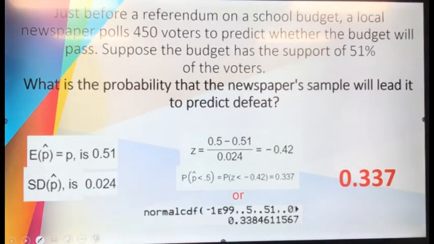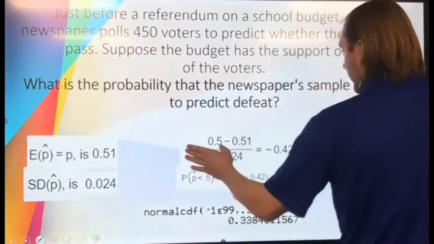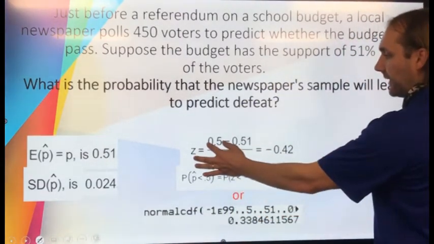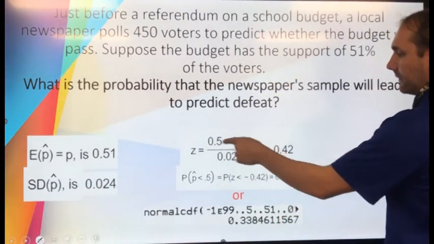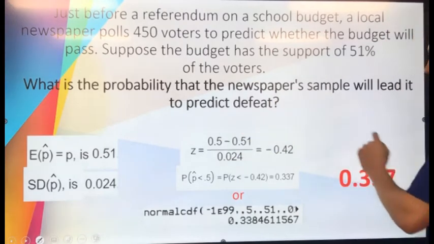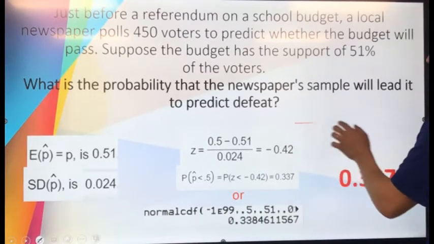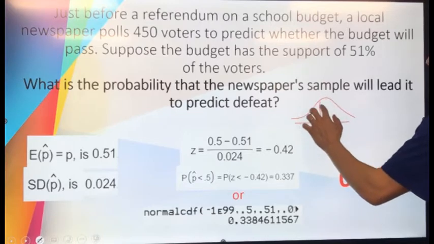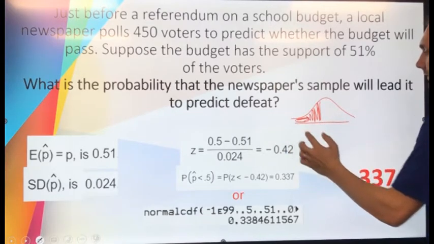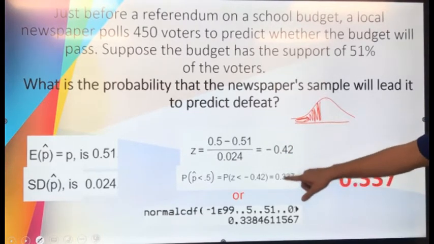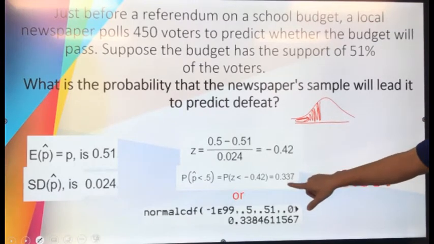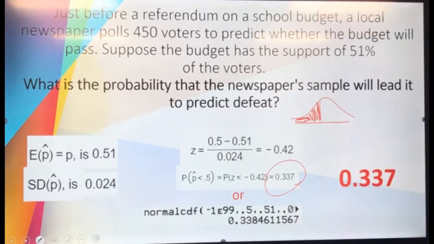0.024. Now again, if you do this by hand, here's your z. Take your p hat value minus your p, divide by the standard deviation. I get negative 0.042. I would want to go to my z chart and see what that probability is. Since the z chart is based on less than values, which is what I'm looking for, I can accept this probability. I don't have to subtract from 1, which finds the greater than. So roughly 0.337, about a 33.7% chance that I'll predict a defeat.